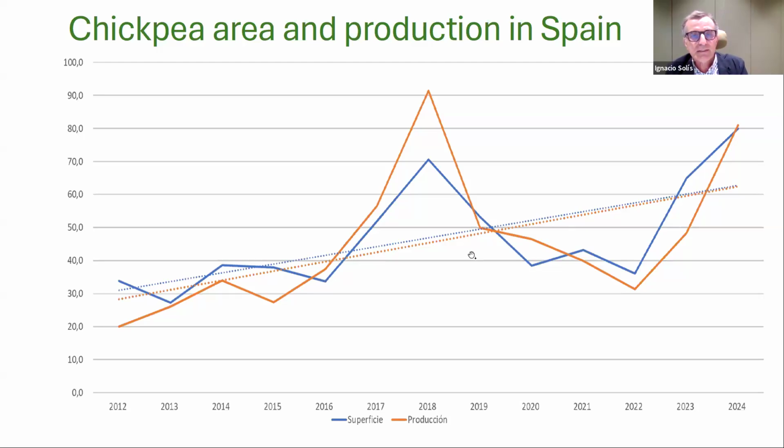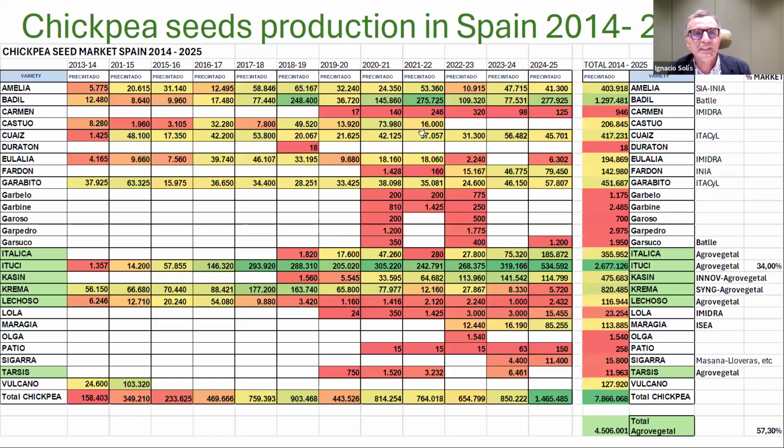In this market, these are the figures of the chickpea seed production from 2014 to 2025. When we arrived to the market, the total production in Spain was 158 tons of certified seeds. Ten years later, it is 10 times more, 1,465 tons of certified seeds. You see that the seed production is very clearly growing.